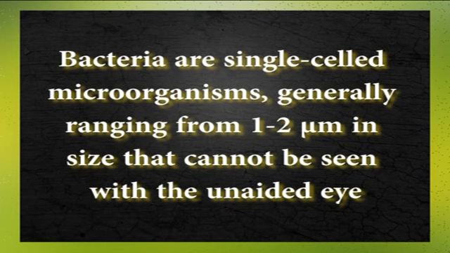Hello students, today let us study about the topic bacterial diseases in plants under the main subject agrochemical and pest control. Bacteria are single-celled microorganisms generally ranging from 1 to 2 micrometer in size that cannot be seen with the unaided eye. Plant-associated bacteria may be beneficial or detrimental. All plant surfaces have microbes on them termed epiphytes, and some microbes live inside plants termed endophytes.